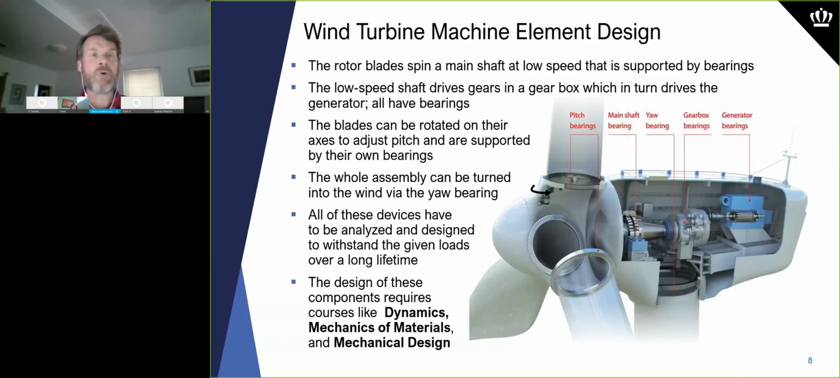So let's look at the actual wind turbine machine element design. The diagram that you see at the right is showing the 3 turbine blades connected to a hub. Then that hub is spinning a main shaft. The main shaft then passes to a gearbox, and the gearbox then drives a generator. And they're all spelled out there with the red leaders.